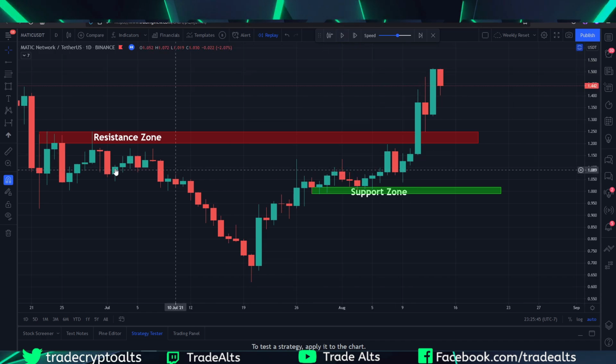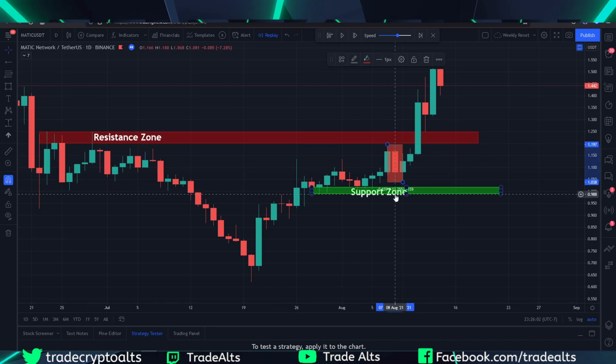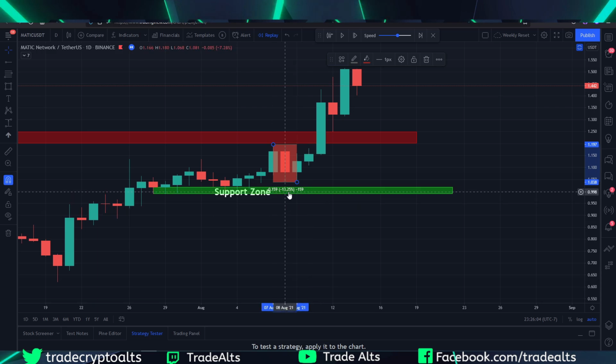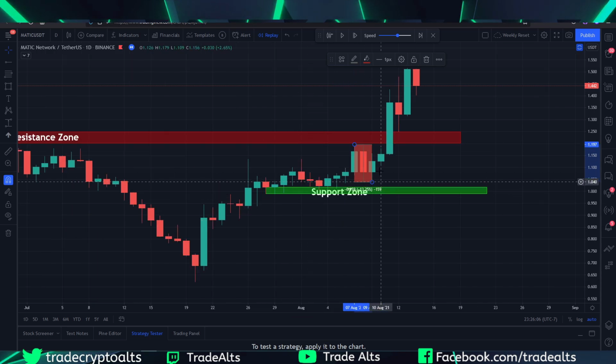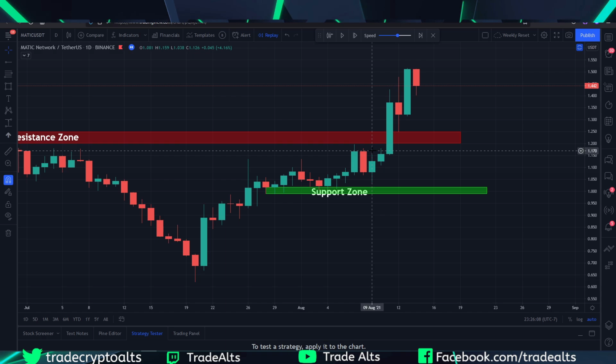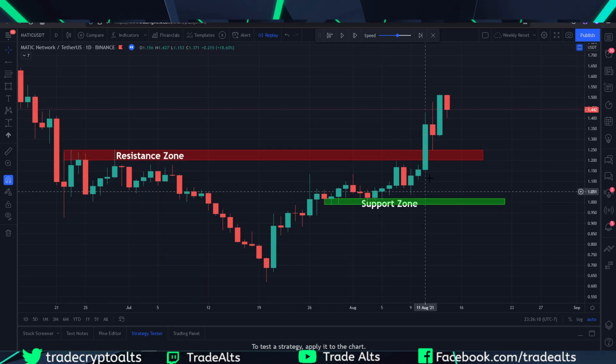Okay, so big things to talk about right here. Again, we just said it: the more times a zone is tested, the weaker it becomes. Look what happened on this day. So you got your rejection. You can't really see it, but it's a 13.25% rejection. That's a big rejection, really tradable. Price comes up to approach this yet again.